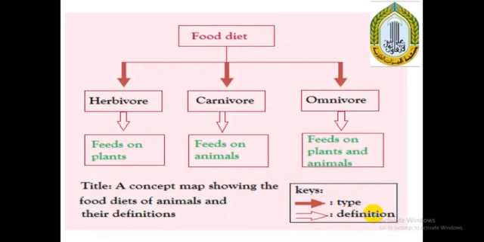That's excellent. Now, what do we have to put as a title? We always start by the name of the map that we have constructed. So, a concept map showing, we always start by saying a concept map showing. Okay, so what does it show? It shows the food diets of the animals and the definition of each one. Clear? Thank you. Now it's your turn.